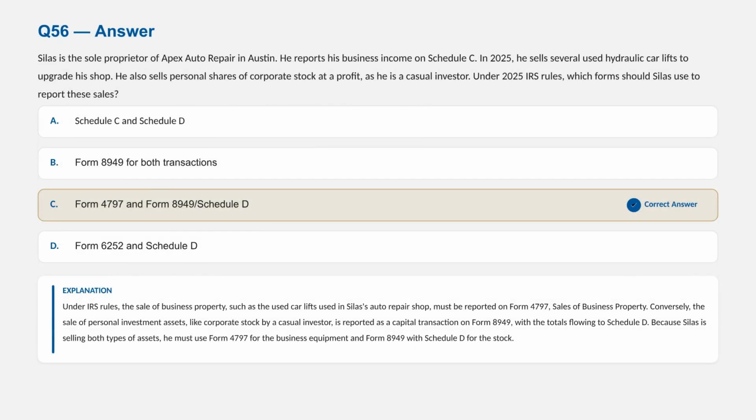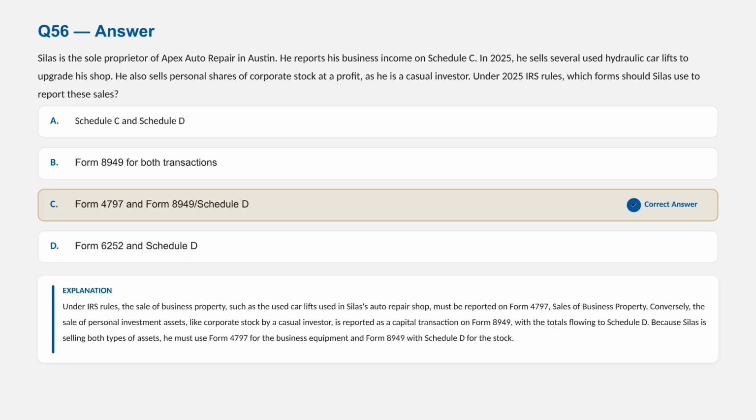The correct answer is C. Form 407097 and Form 809049/Schedule D. Under IRS rules, the sale of business property, such as the used car lifts used in Silas's auto repair shop, must be reported on Form 407097, Sales of Business Property.